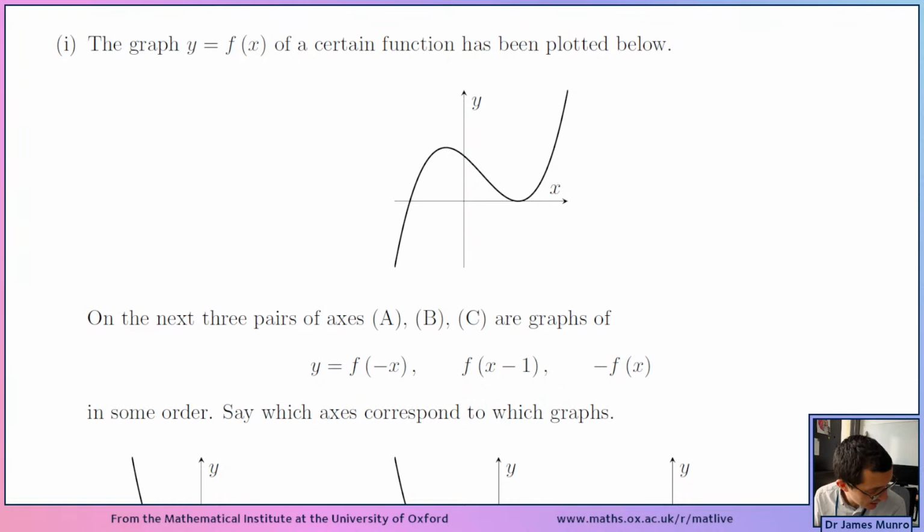Okay. On the next three pairs of axes are graphs of three things: f of minus x, f of x minus 1, and minus f of x. So three different transformations. I picked this one as one of our long questions because I think it's a good test of just straight away, have you worked out what's going on with these transformations? When you see those three things, you know what they are. So one of them is a translation, two of them are reflections, or if you prefer to think of those ones as a stretch with scale factor -1.